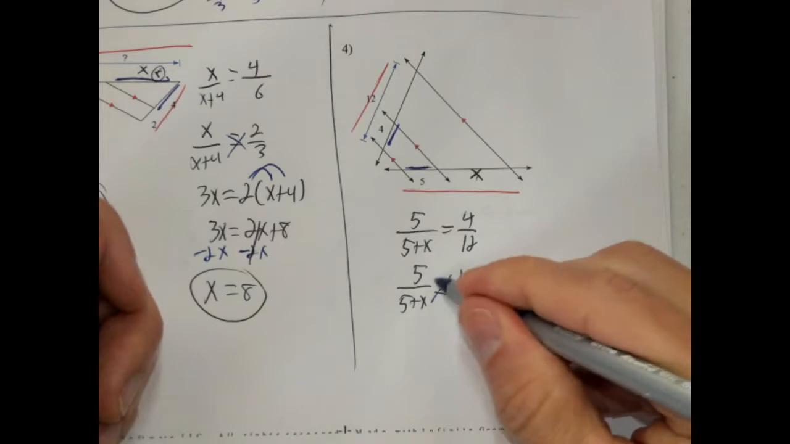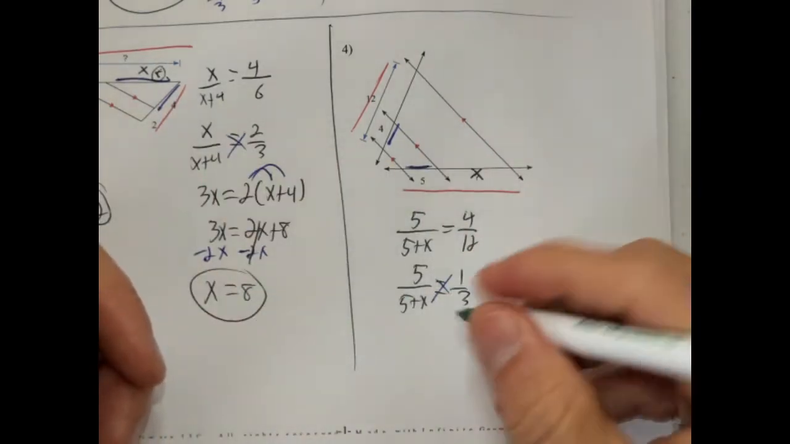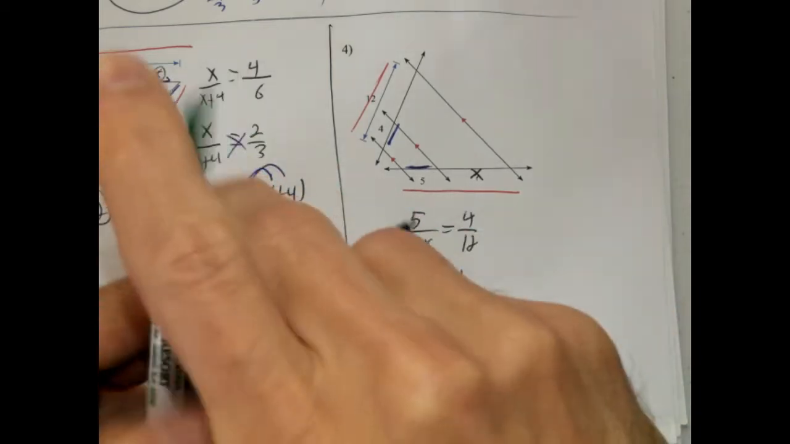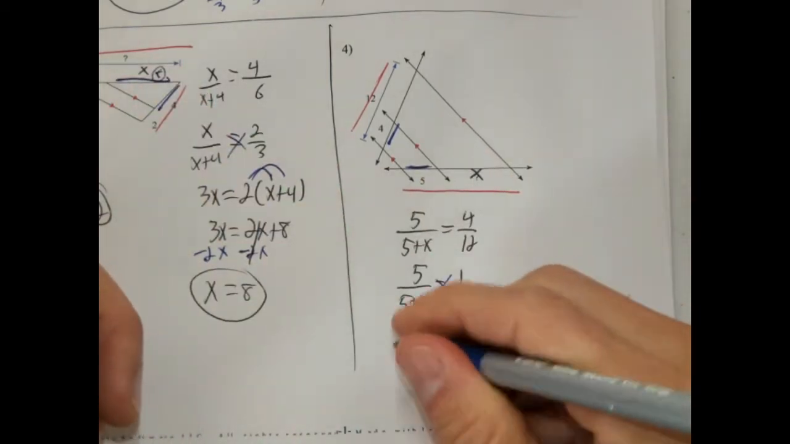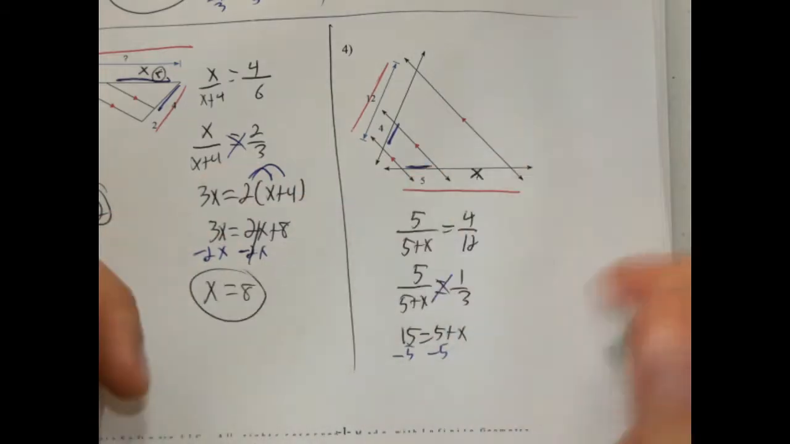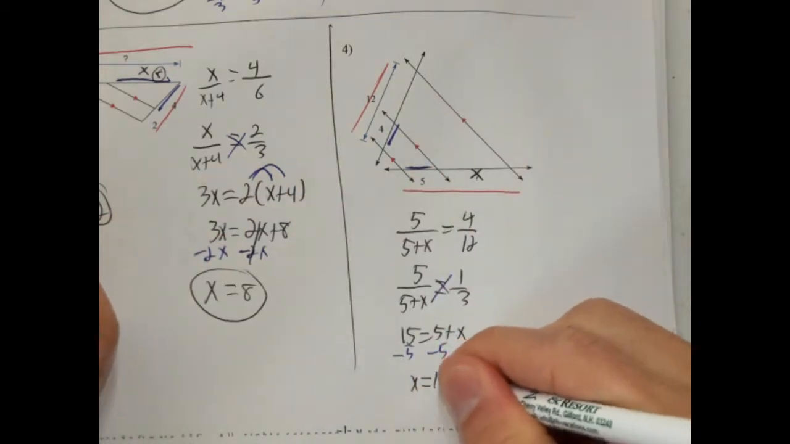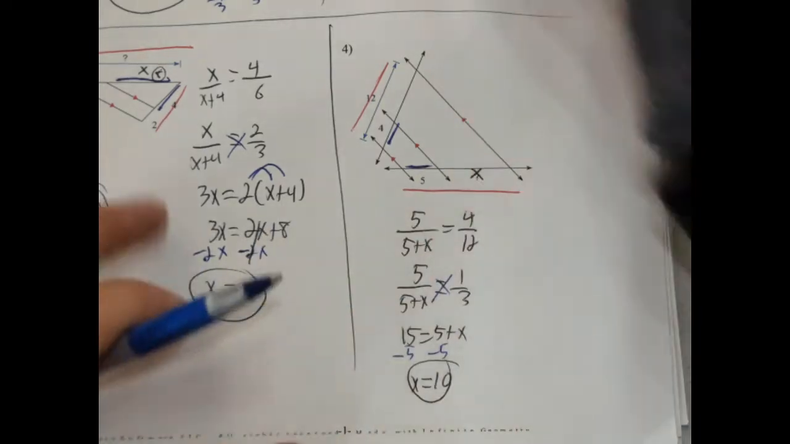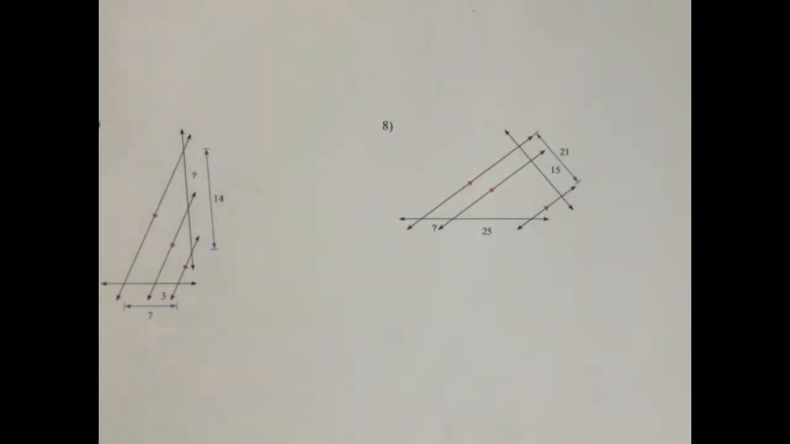So 5 over 5 plus x equals 1/3. We're going to cross multiply here. So 5 times 3 is 15. And 1 times this is just 5 plus x. Subtract 5 from both sides. And x will be equal to 10. And I believe that's it. Yeah, that's what we're looking for. So cool. All right. Next one.